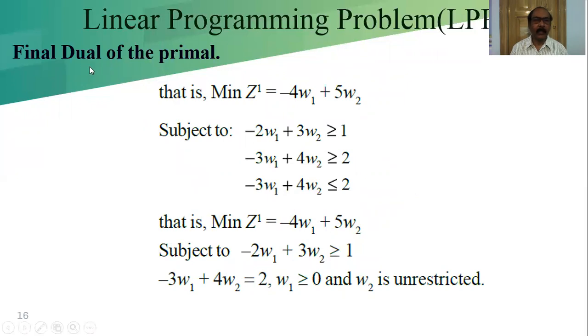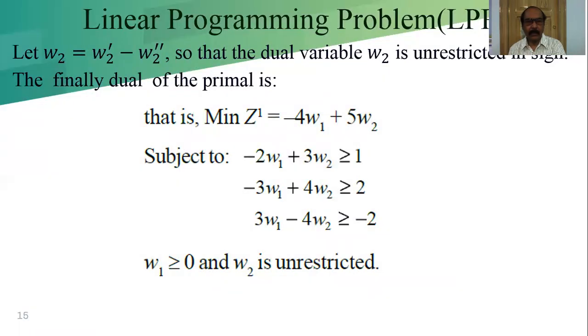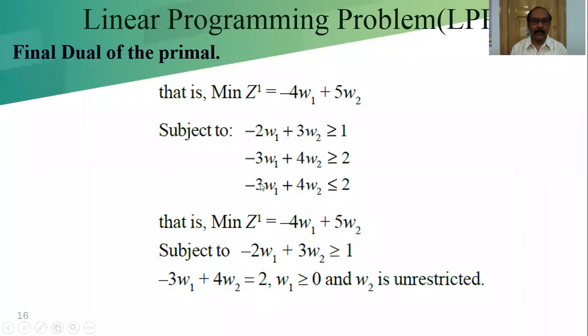So the final dual of the primal: minus 4W1 plus 5W2, and by multiplying, we will get minus 3W1 plus 4W2 less than equal to 2. That is it.